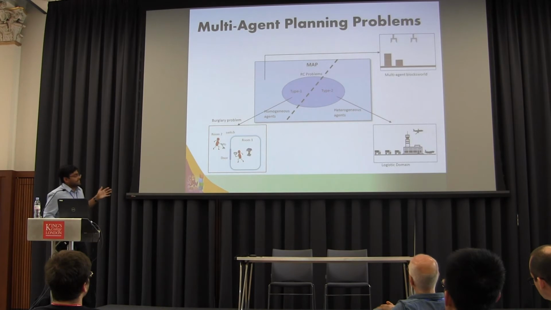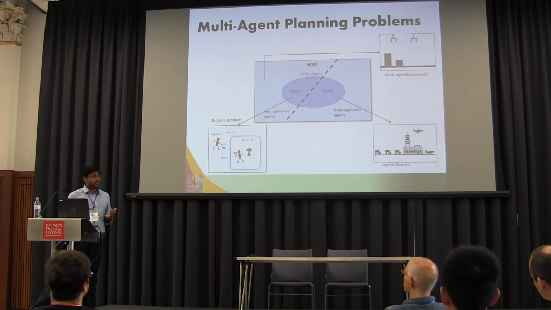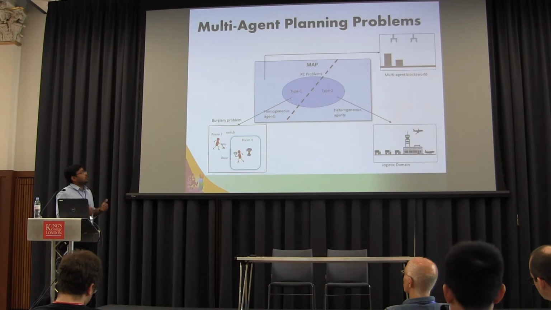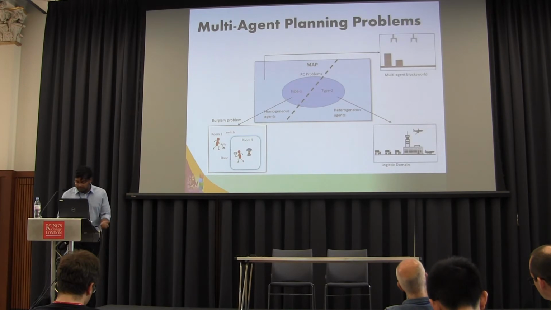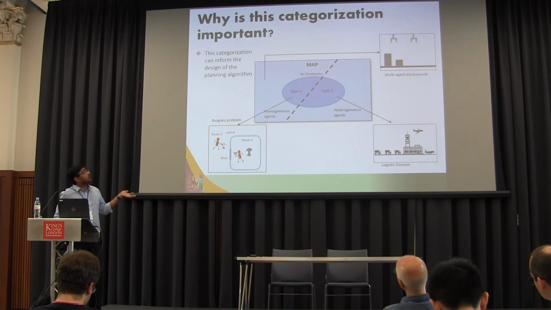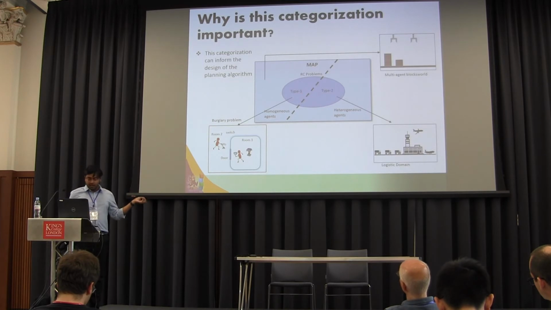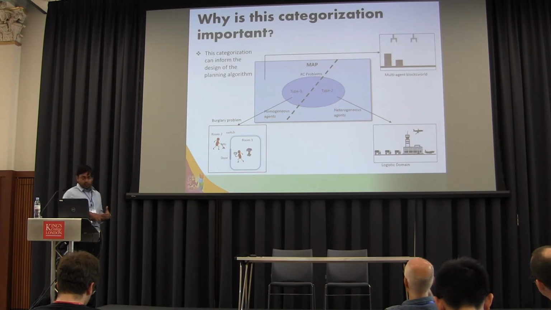So we can take this set of RC problems and divide it into two types. Type 1 problems consist only of homogeneous agents, and type 2 consists of problems with different types of agents. So basically we've seen three categories of multi-agent problems: one which can be solved by a single agent, one which requires cooperation and consists of multiple types of agents, and one which requires cooperation but consists of only the same kind of agents. The question is, why do we care about this categorization?